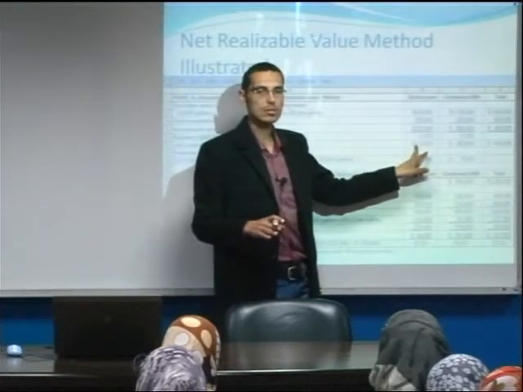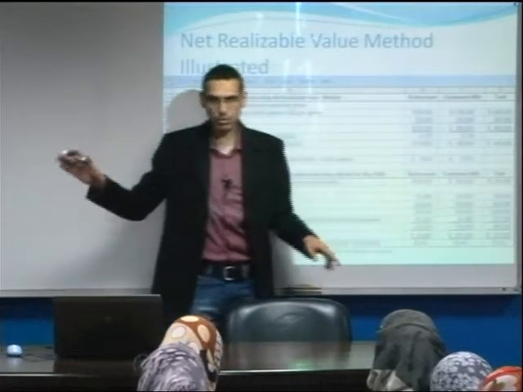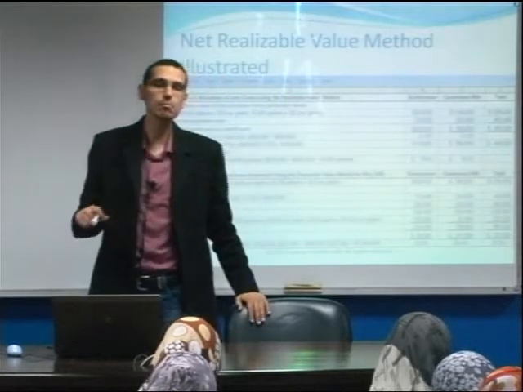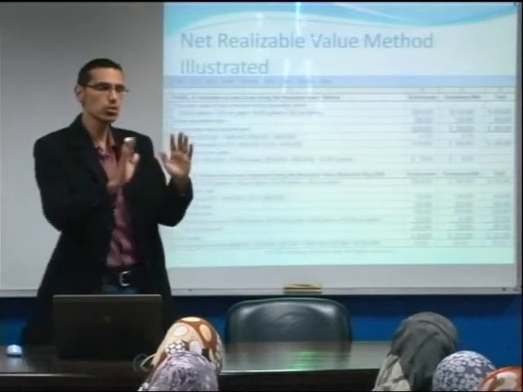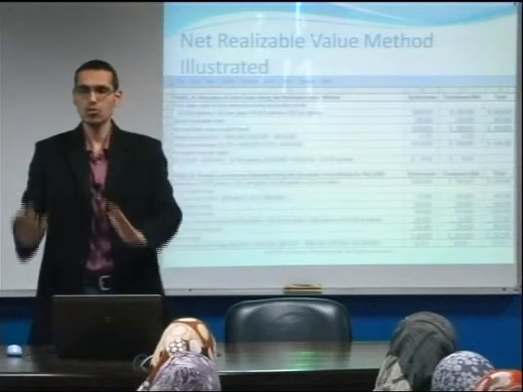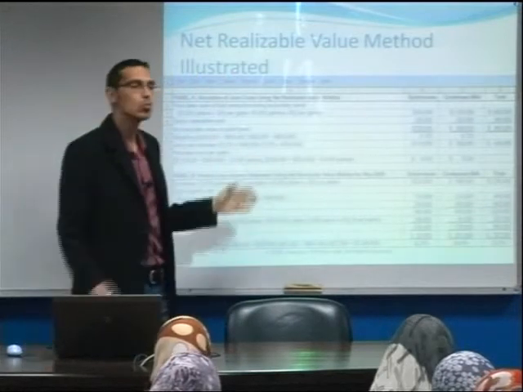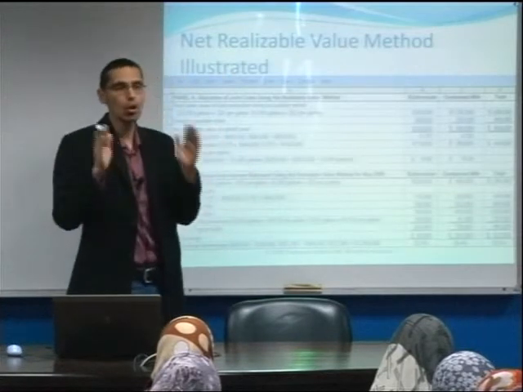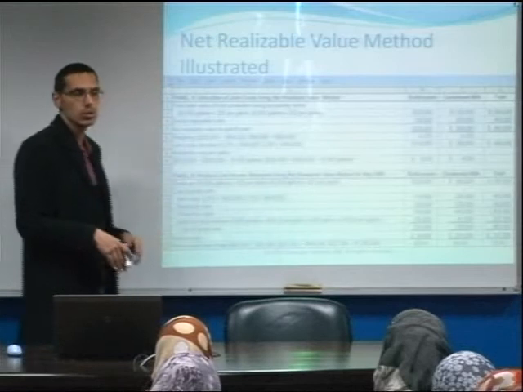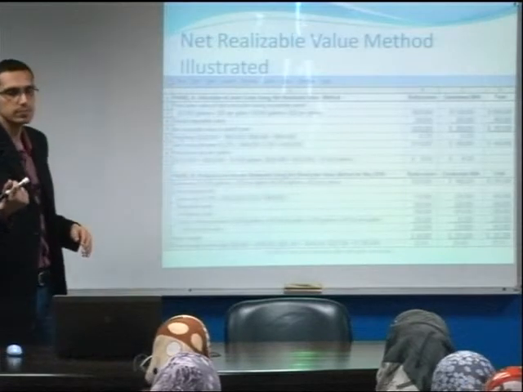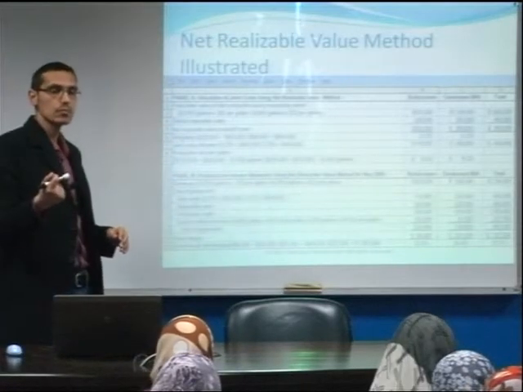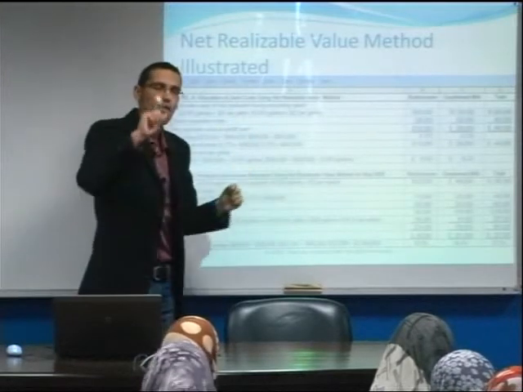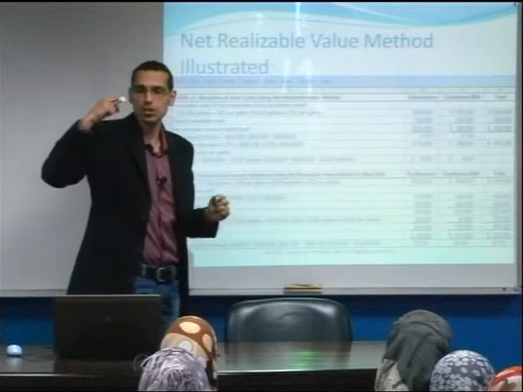In the sales value method, or the sales value at the split-off point method, we said that the joint costs are the production costs, correct? In this case, would the allocated joint costs also be the production costs? What do you think? Why not? Because we will add the separable cost. Excellent, excellent. Because the joint costs are only a portion of production costs.